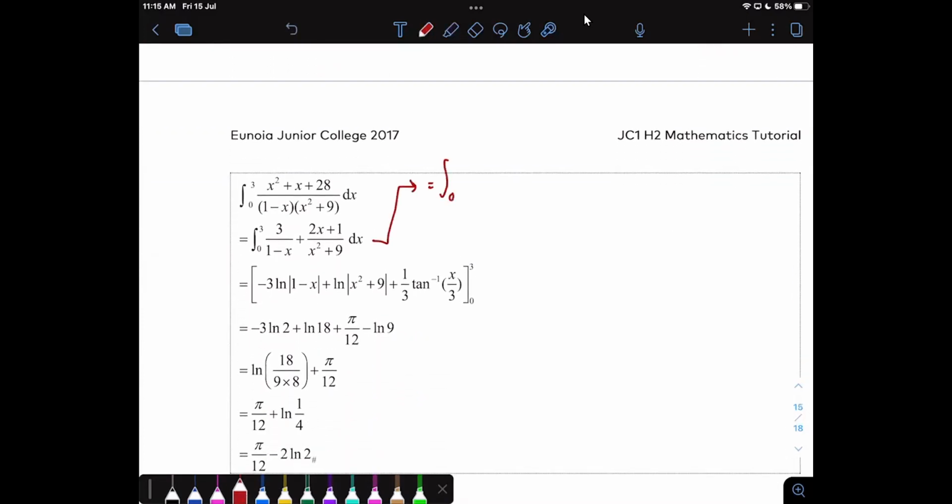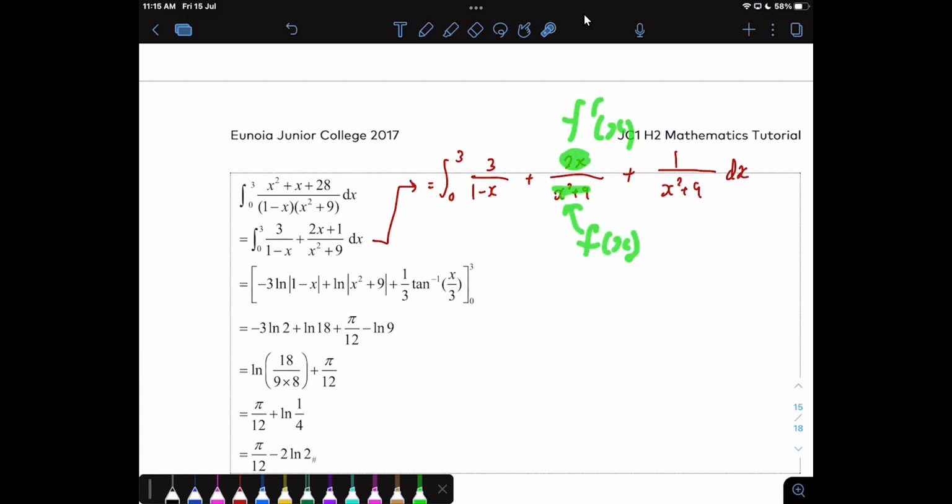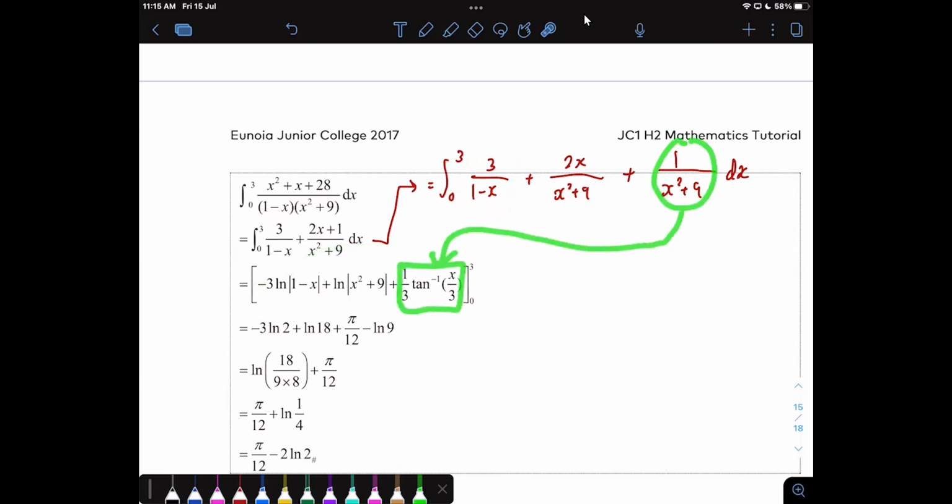And also don't forget the limits of the integral. 3 over 1 minus x, plus 2x over x squared plus 9 at the denominator, plus 1 over x squared plus 9 at the denominator. Then this is f prime x, x squared plus 9 is f of x. Integrate, you get ln of modulus x squared plus 9. That's how you get the second integral. But the first one, 3 over 1 minus x, you actually get negative 3 ln of modulus 1 minus x. For the last one, 1 over x squared plus 9 is a standard integral, just 1 over 3 times tangent inverse x over 3. Can use formula later, faster. Simple enough. Can?